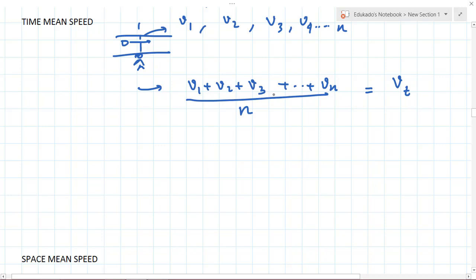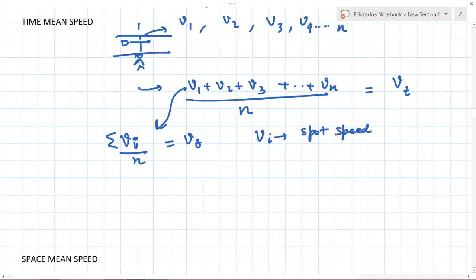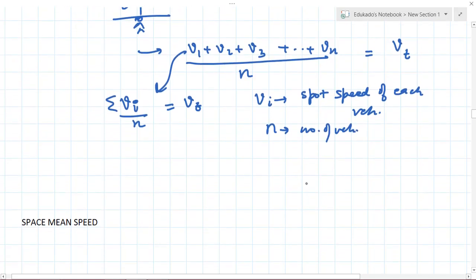Over here V1, V2, V3 can be represented as Vi, and the summation of all these, using a sigma sign, divided by n, is equal to Vt. This Vi is the spot speed of each vehicle, and n is the number of vehicles. That's all.